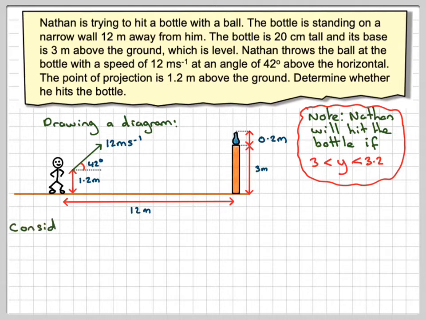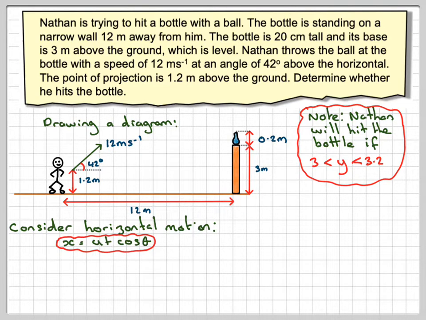So if we consider horizontal motion first, the distance x is given by ut cos theta. So we're going to have that 12 is equal to u, which is 12 cos 42, times t. So we're going to have 12t cos 42. T will be equal to, the 12s will cancel out, 1 over cos 42, or you can work that out if you want, but don't round it off when you put it into the next part.